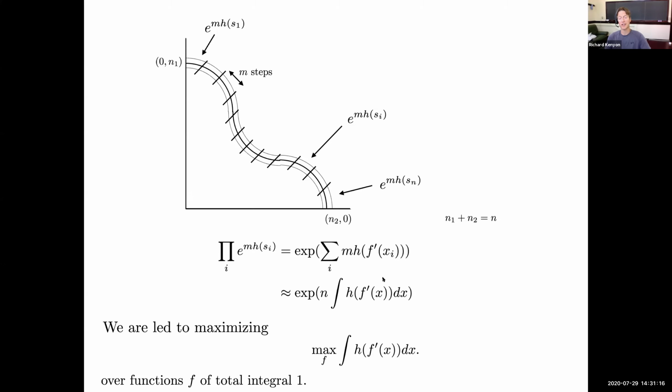So this is what in large deviations you would call a rate function, this integral of h of f prime of x. Here, remember, h is the Shannon entropy function, and f prime is the derivative of your function, the monotone decreasing function there.